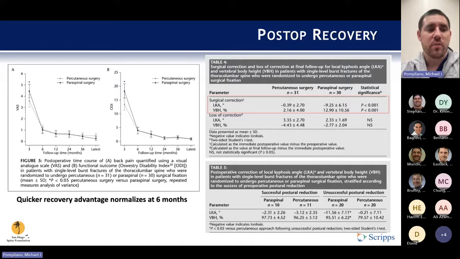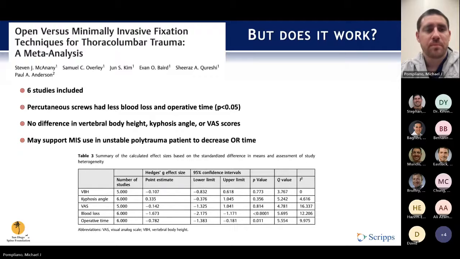This looks at their recovery time. You can see that their quicker recovery at 3 months quickly normalized by 6 months. So that kind of lends credence to the theory of direct muscle trauma being a significant factor. So we have safe, we have shorter recovery, but does it actually work? Does it accomplish our surgical goals?